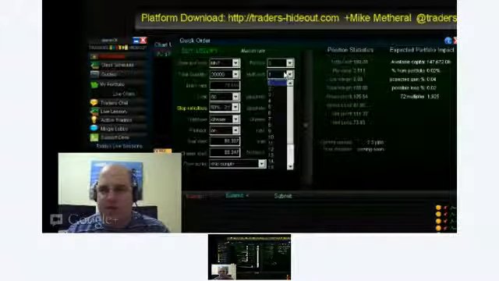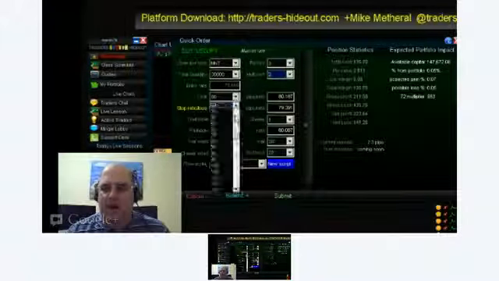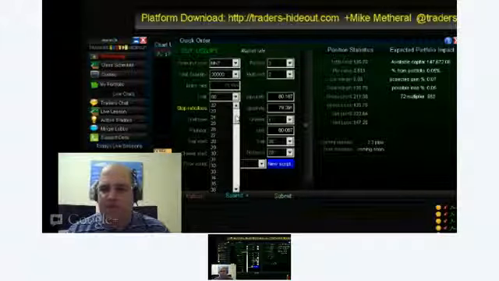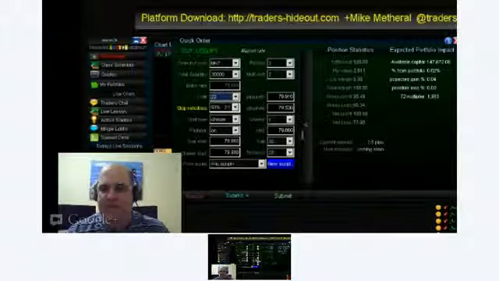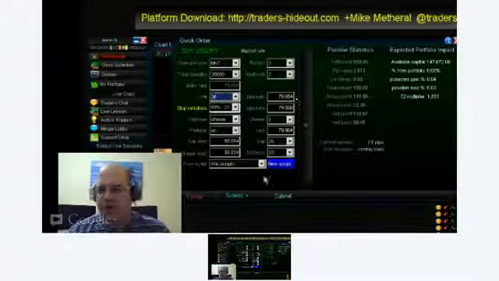I'm going to also do multiple exits here. And I'm only going to go for 20 pips. Well, 22. The effective stop loss is going to be 11 minus the 3. Let's bring it up to 26. There we go. So that way the effective stop loss is 10 pips.